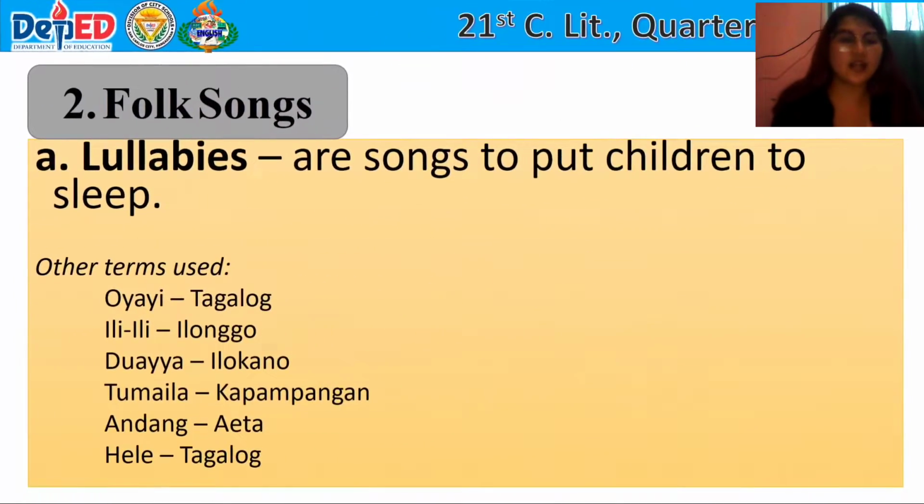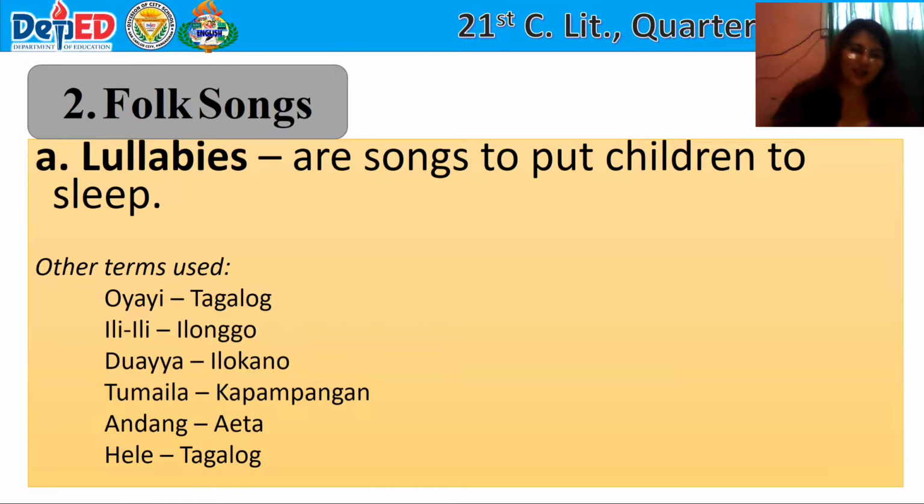Next is lullaby. A first example of folk song is lullaby. These are actually songs to put children to sleep. Other terms used for lullaby: for Tagalog we call it oyayi, Ilonggo is ili-ili, Ilocano duwaya, Kapampangan tumaila, Aita is andang, and Tagalog is hele.